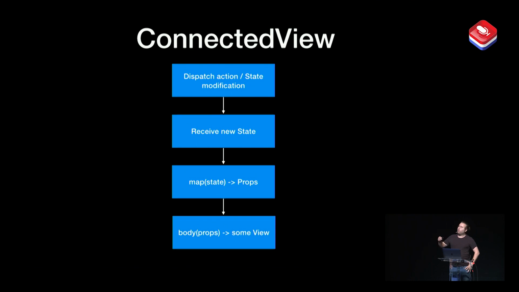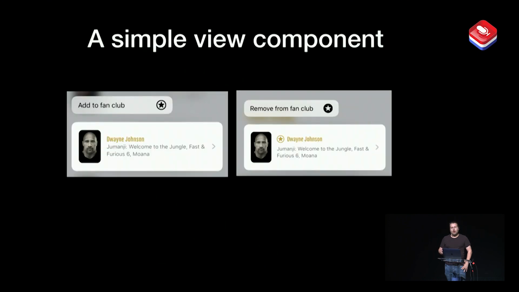So here you can extract your properties from your state and compute them to local view properties. And then it will call a new function, a body function, with your props. So here you can use your props to display your actual data. And to illustrate this lifecycle, I want to take a very simple example.